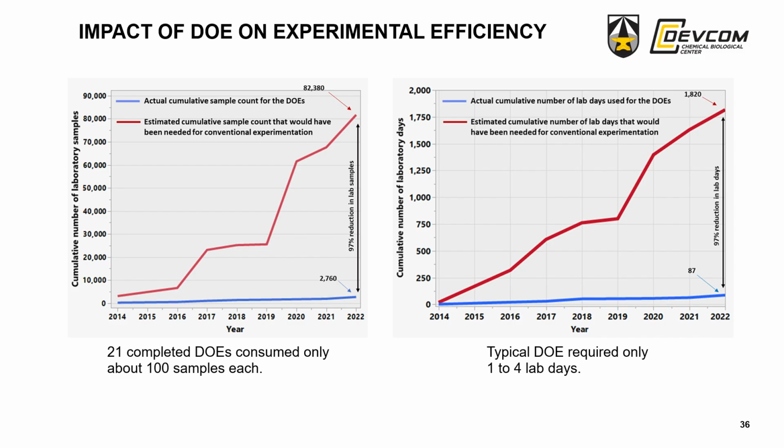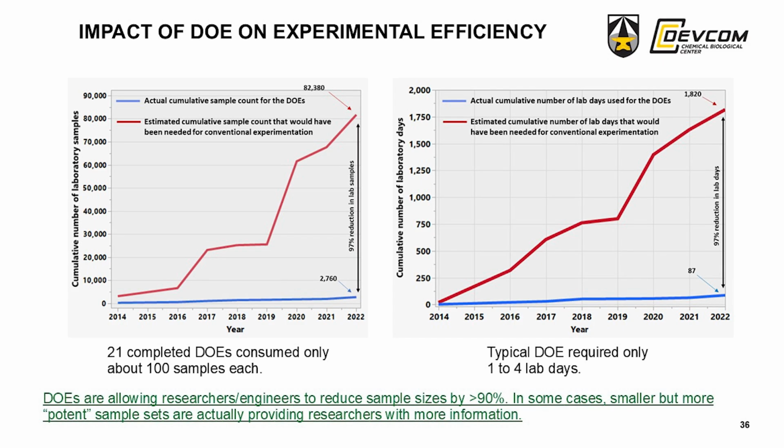The DOEs consumed mostly 1 laboratory day. A long DOE would be 4 laboratory days. This just gives you an idea of the savings: we're reducing sample sizes by over 90%. And I can show in many of these studies, even after that reduction, we're getting more information than we got out of the larger samples that were unstructured, that had confounding in them. So these sample sets are small, but they're very potent in their information content.